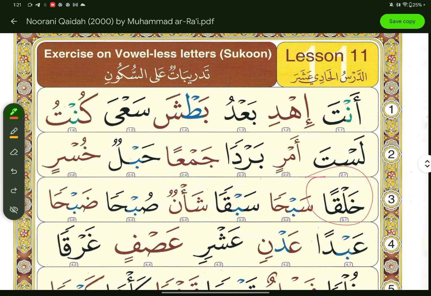Assalamu alaikum. Alaikum assalam wa rahmatullah. This here is Khalakhan. Right. Next one. Sabhan. Nice. Next one.